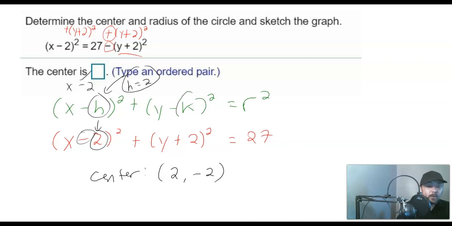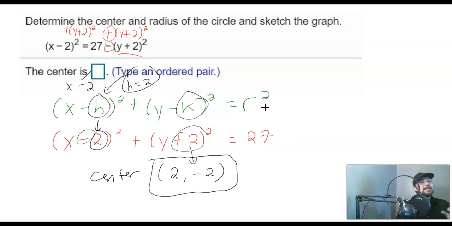For k, you should get negative 2, right? We have a plus 2 in the equation. We want the opposite sign when we get the value for k, for our center. And so the center is at 2, comma negative 2.